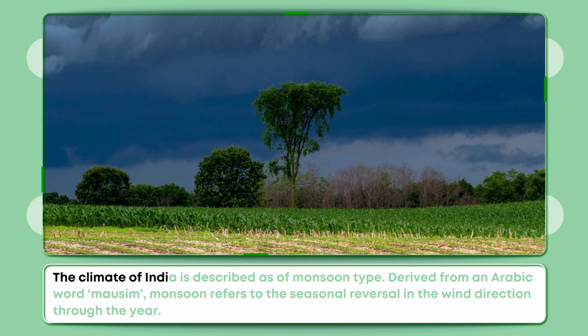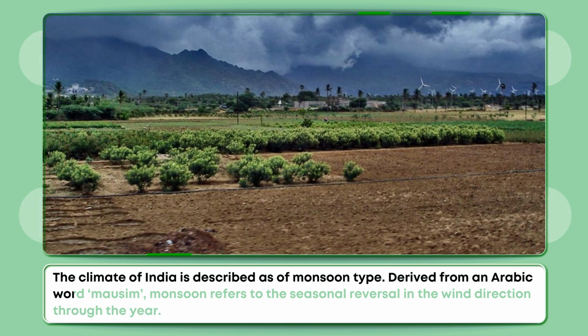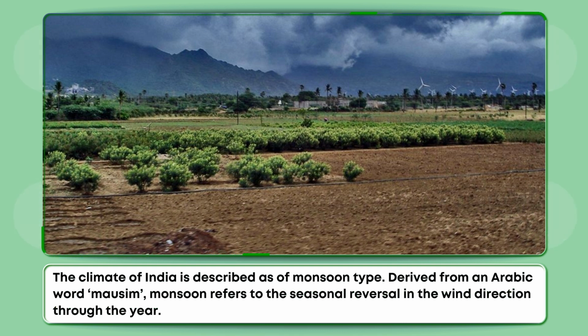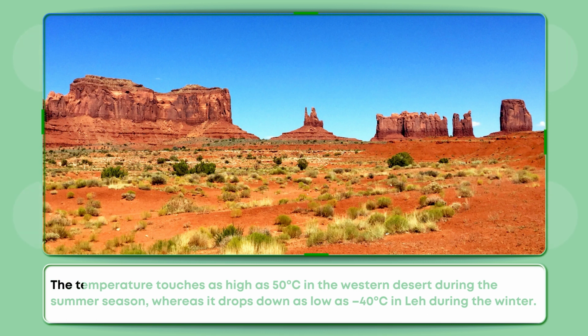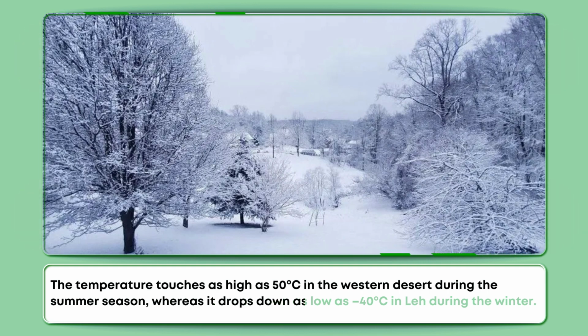The climate of India is described as of monsoon type. Derived from an Arabic word mawsam, monsoon refers to the seasonal reversal in the wind direction through the year. The temperature touches as high as 50°C in the western desert during the summer season, whereas it drops down as low as -40°C in Leh during the winter.